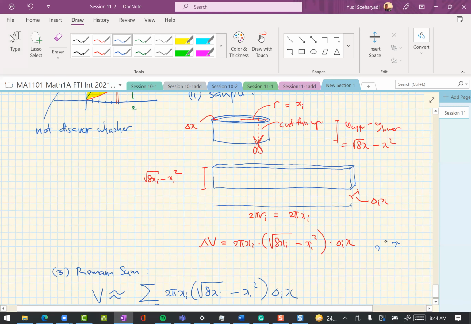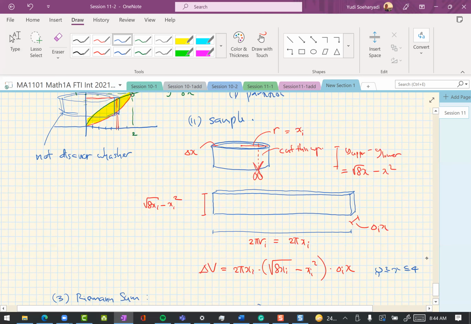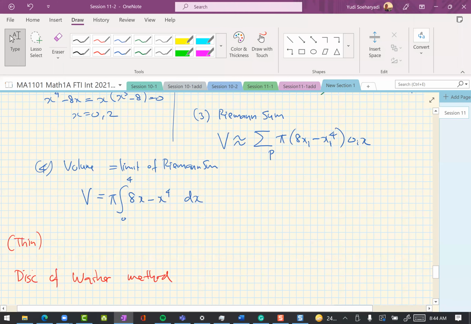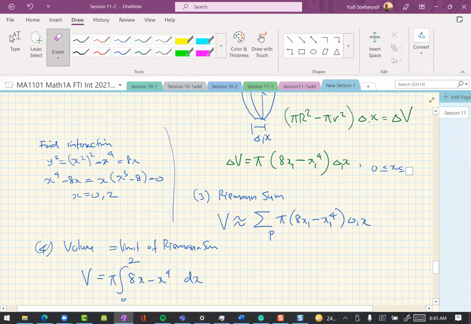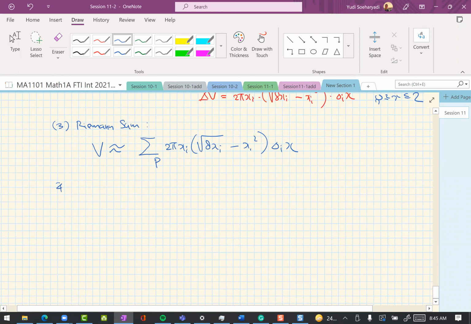This is x between 0 and 4, right? Sorry, 0 and 2, not 4. Oh, did we correct? All right, this is incorrect. Okay, so this is the Riemann sum, and then take the limit. You get the volume. V equals.